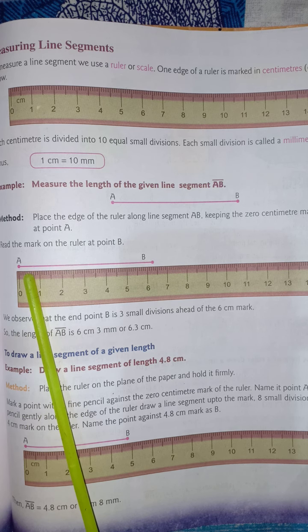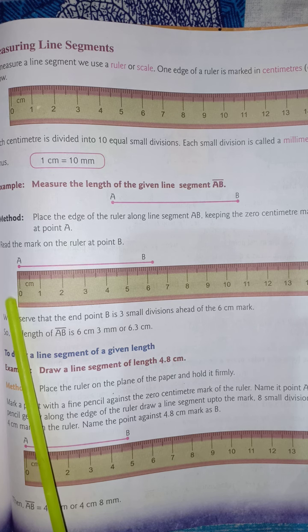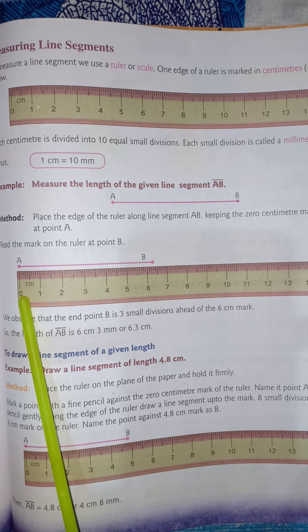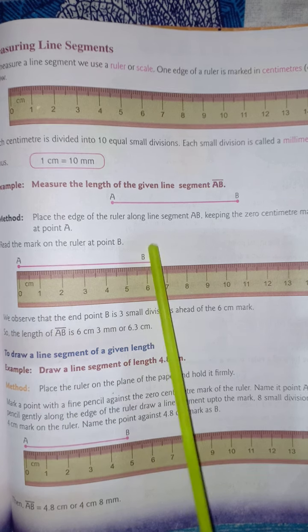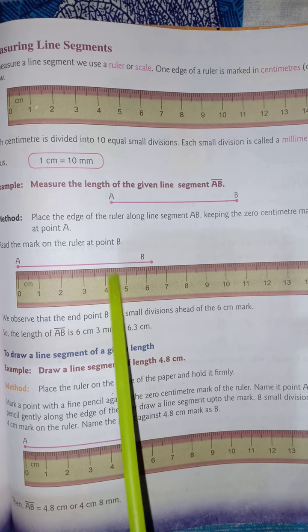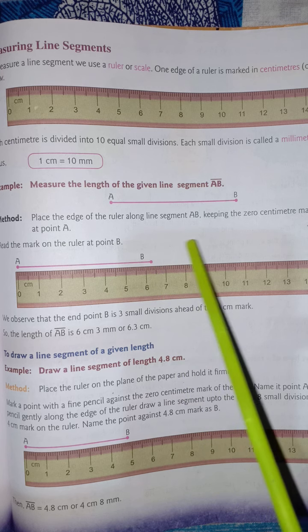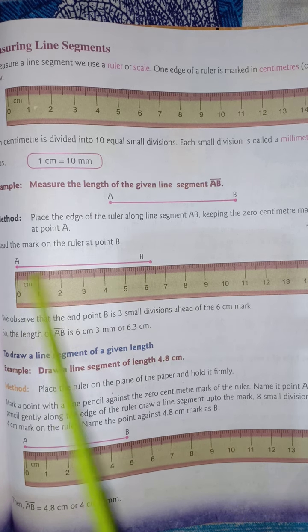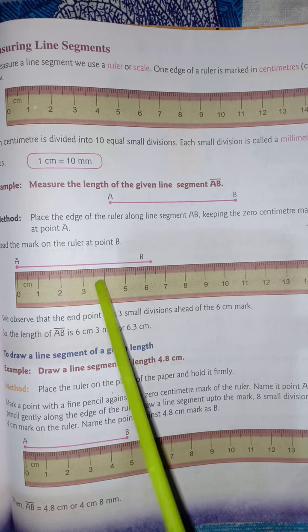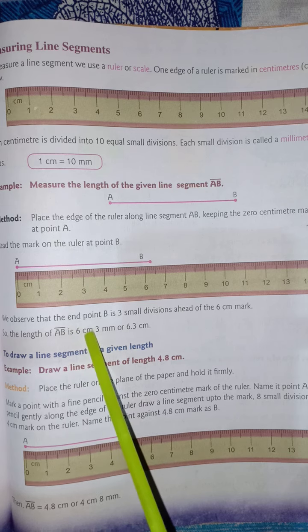Place the edge of the ruler along line segment AB, keeping the 0 centimeter mark of the ruler at point A. Then read the mark on the ruler at point B. We observe that the end point B is 3 small divisions ahead of the 6 cm mark. So the length of AB is 6 cm 3 mm or 6.3 cm. Usually you say 6 cm.